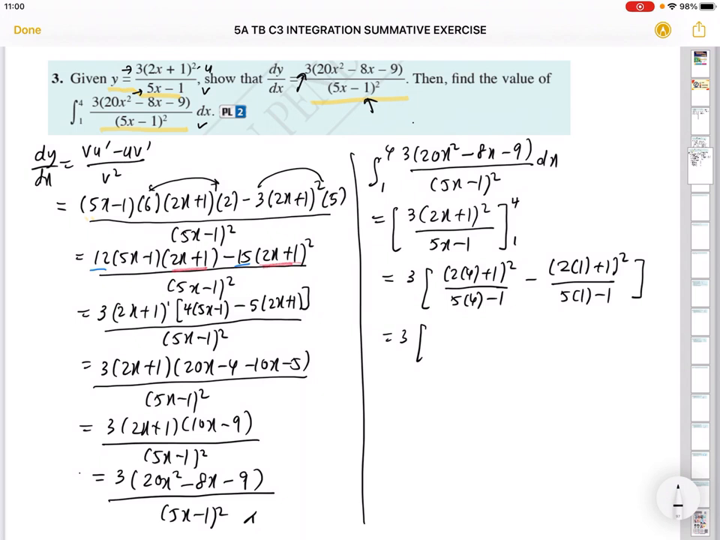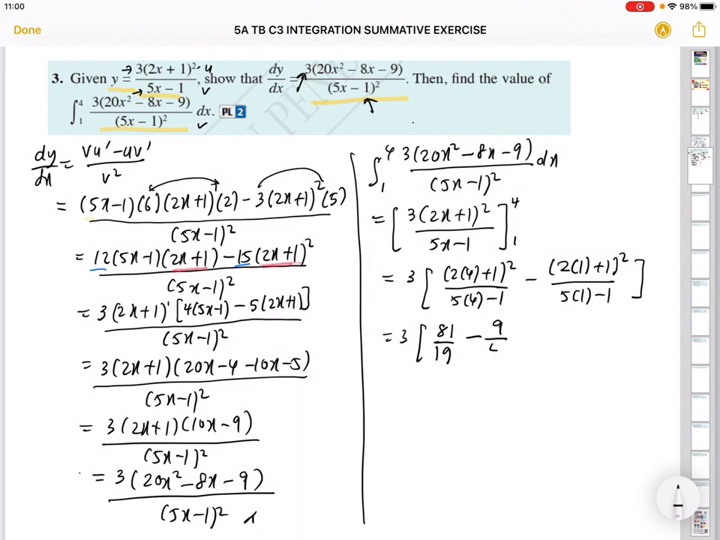Anyhow, if you want, 4 times 2 is 8, 8 plus 1 is 9. This is 9 squared. Can I just do 81? 9 squared is 81, right? And 5 times 4 is 20. 20 minus 1 is 19. And then this is 2 times 1 is 2, 2 plus 1 is 3. 3 squared is 9. 5 times 1 is 5. 5 minus 1 is 4.